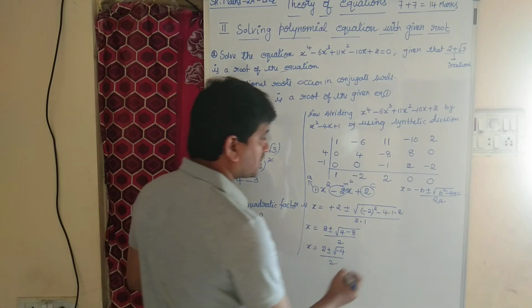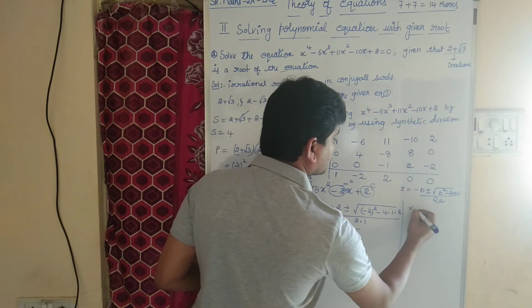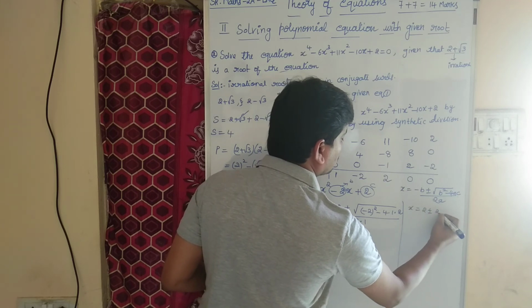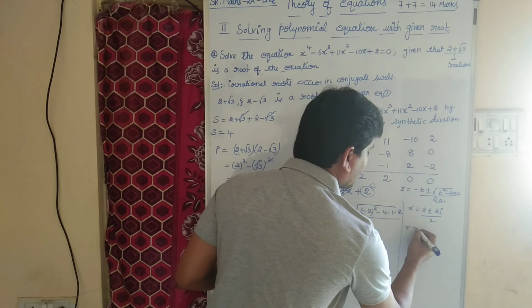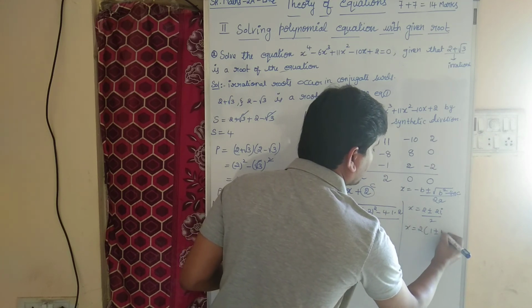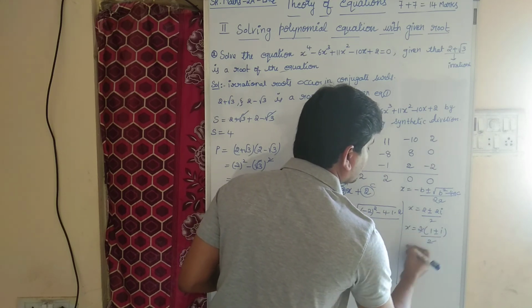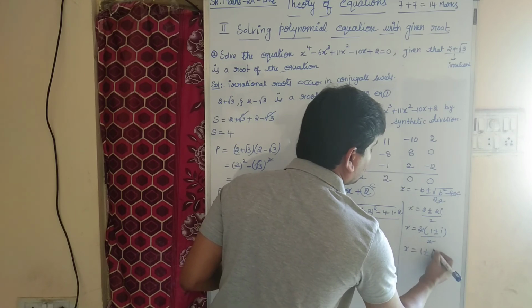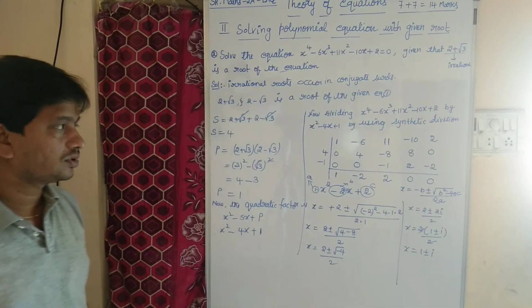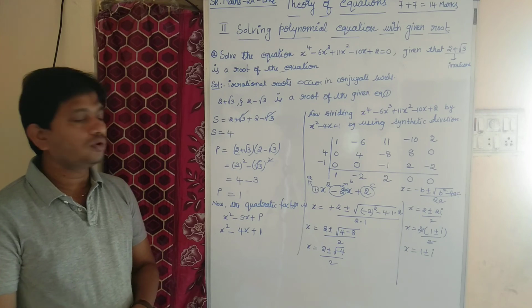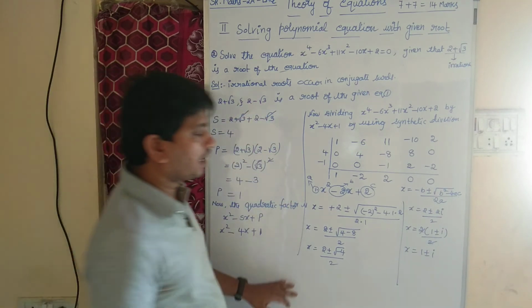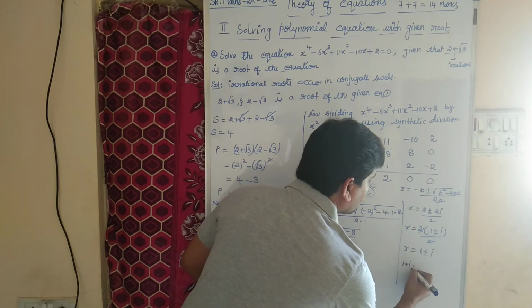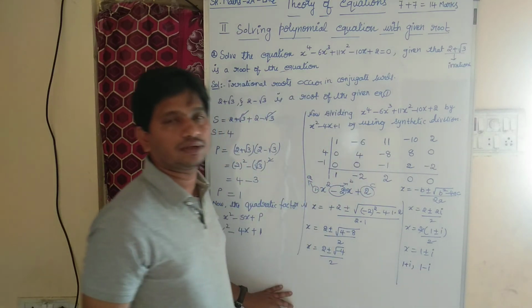How can I write root of minus 4, children? I can write it as 2 plus or minus 2i by 2. If I take 2 as common, I will get 1 plus or minus i by 2. 2 gets cancelled. x equals 1 plus or minus i. So again we got the 4 roots. One root is 2 plus root 3. Second root is 2 minus root 3. And the third root is 1 plus i. And the fourth root is 1 minus i.